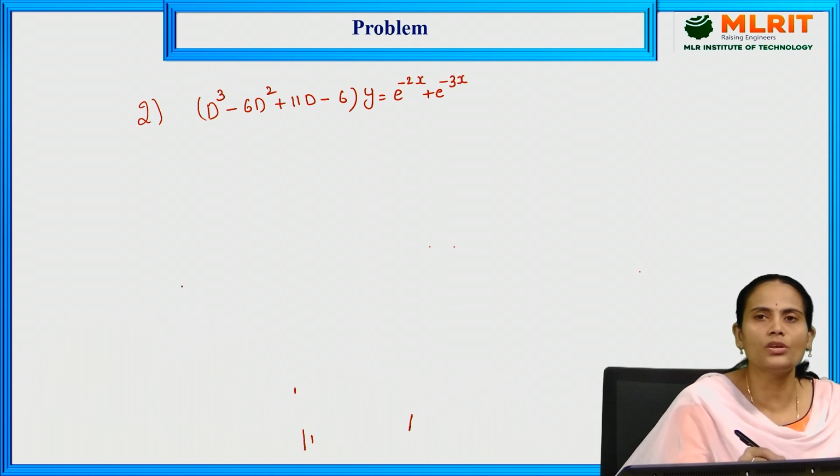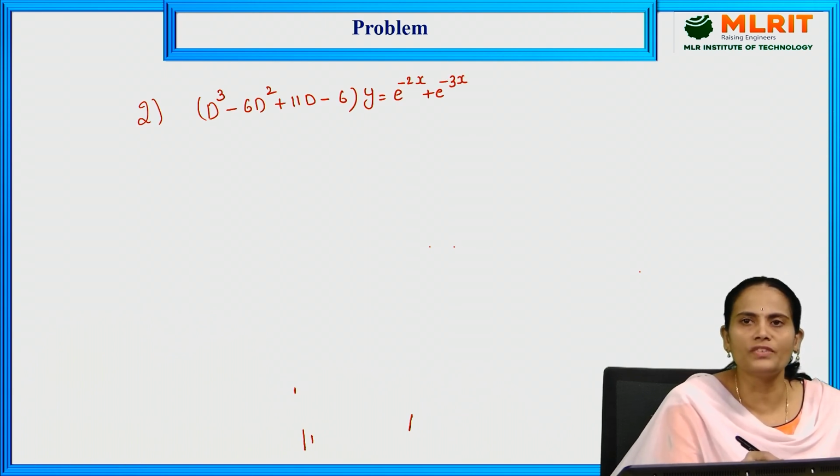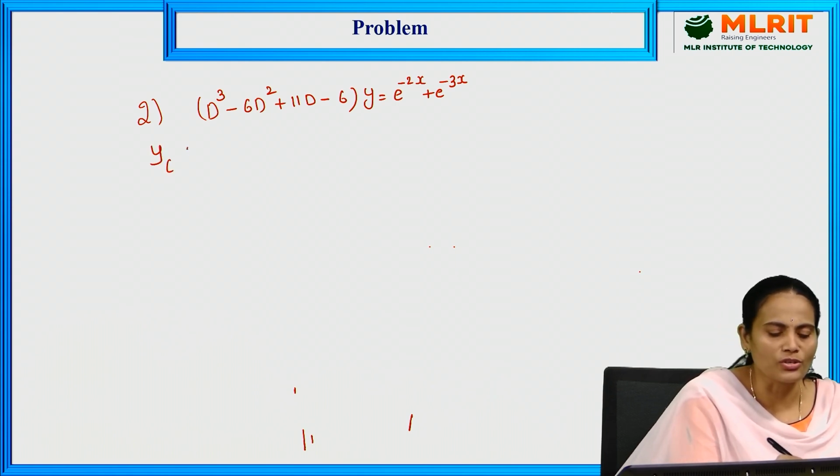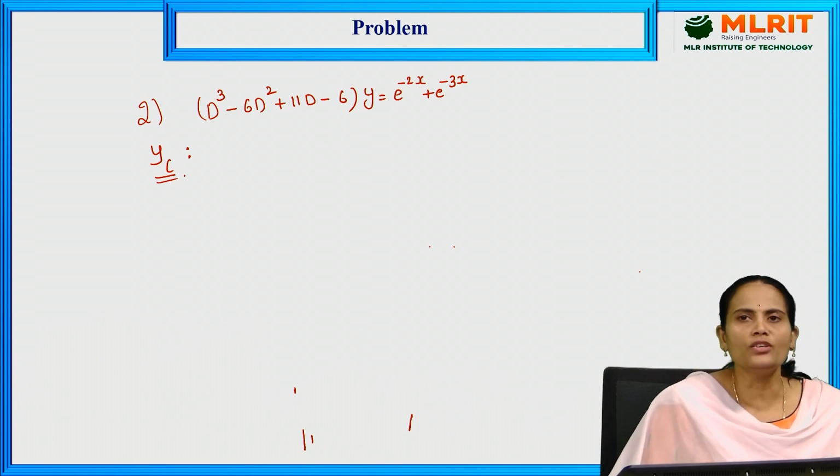So this is of the form non-homogeneous linear differential equation with constant coefficients. So the general solution of this differential equation is the complementary function plus a particular integral. So first we have to find the complementary function. So to find the complementary function, you have to write the auxiliary equation.